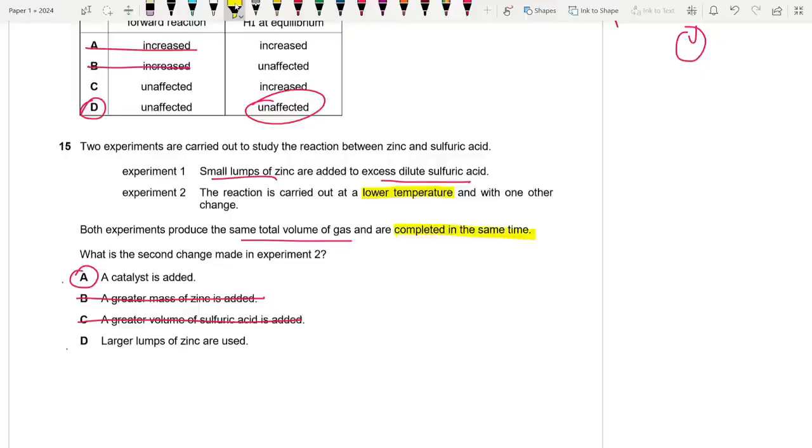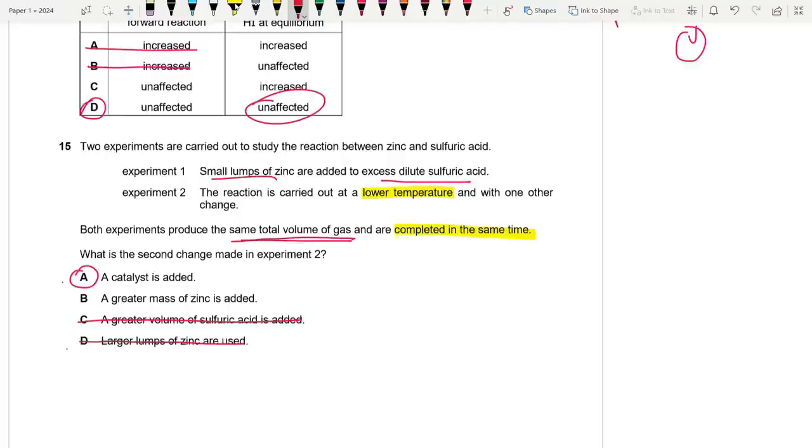Lower temperature means slower rate, so it should take longer time. So we must have brought about another change which has increased the rate here. We might add a catalyst, for example, which is why A is the answer. And I'll tell you why the others are wrong. Why is D wrong? D is wrong because if you use larger lumps of zinc, we have decreased the surface area, so rate would decrease. And you cannot use a greater mass of zinc. The problem with this is that we are getting the same total volume.